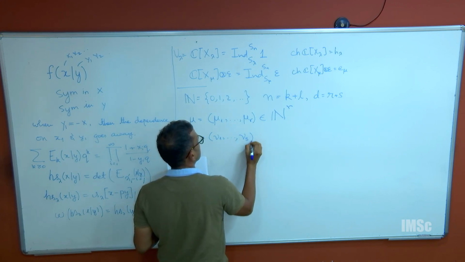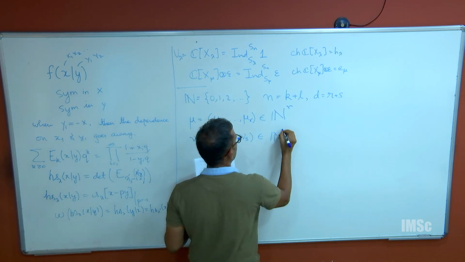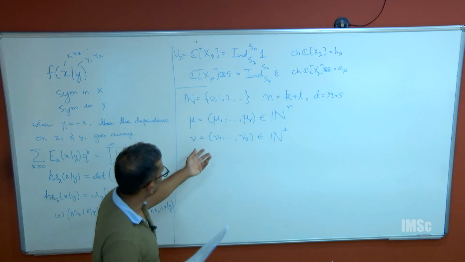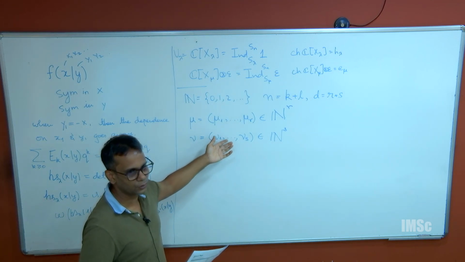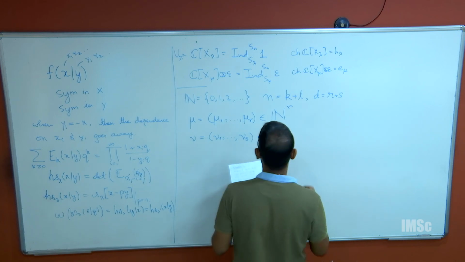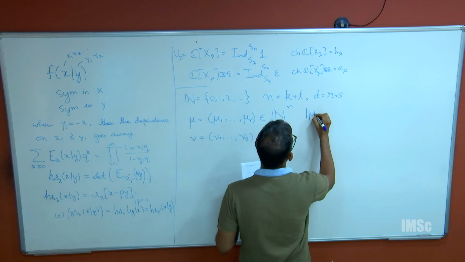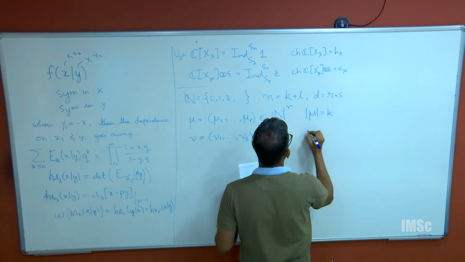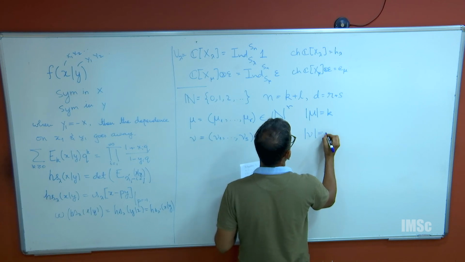nu, s, this is in N to the s. So these are just integer vectors, or you can think of them as weak compositions, and we'll have the property that the sum of the entries of mu is k, the sum of the entries of nu is s.